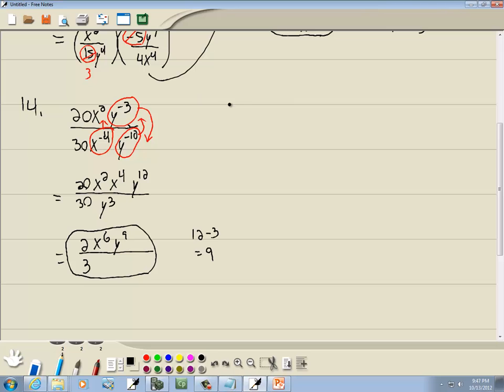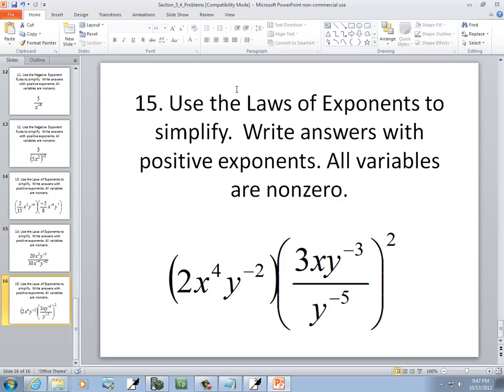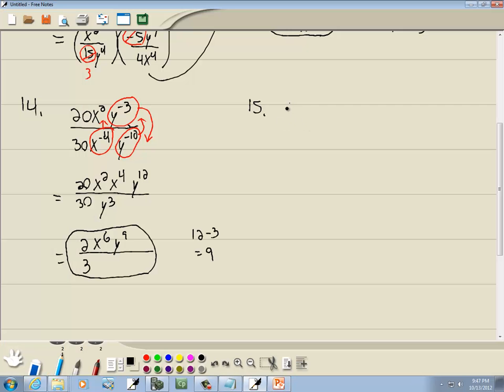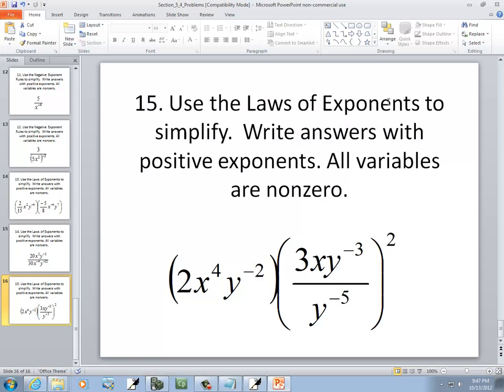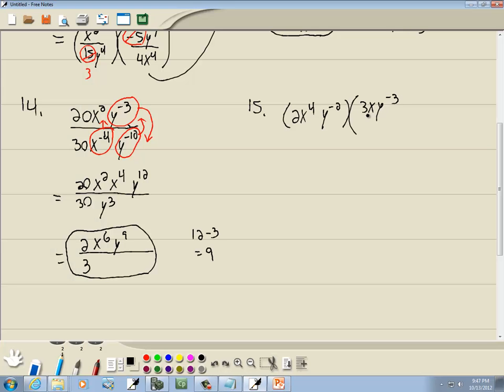And I guess I got enough room for this next problem. So let me do 15 here. And we got 2x to the 4th, y to the negative 2. And then we have 3x, y to the negative 3, over y to the negative 5. And then all that raised to the second power.